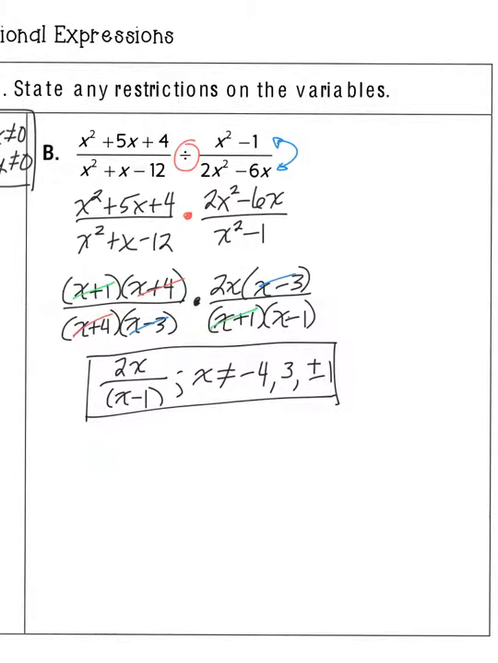Remember how we got those. So we got these by looking here. Setting that equal to 0, x cannot be negative 4. Setting this equal to 0, x cannot be 3. Setting this equal to 0, x cannot be negative 1, and x cannot be positive 1. So that's how we got all of those.